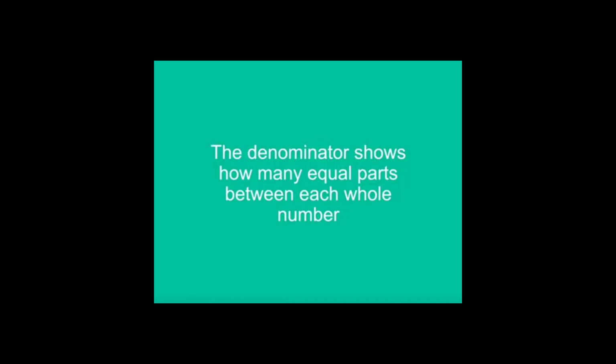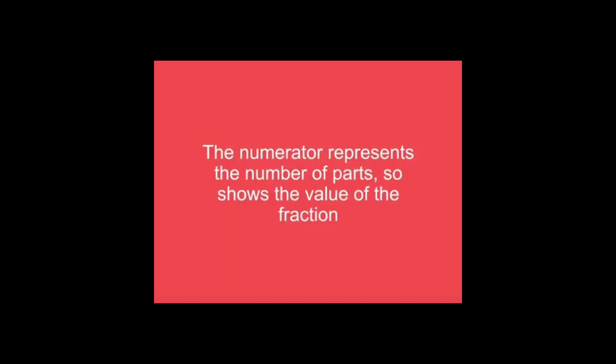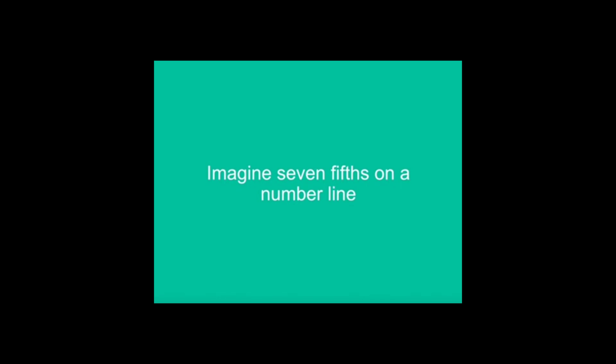So the denominator shows how many equal parts between each whole number, and the numerator represents the number of parts, so shows the value of the fraction. Here is a tricky one. Can you imagine where 7/5 would be on a number line?